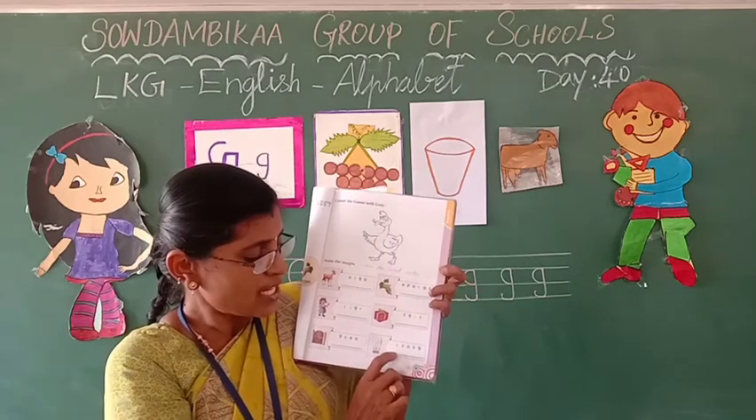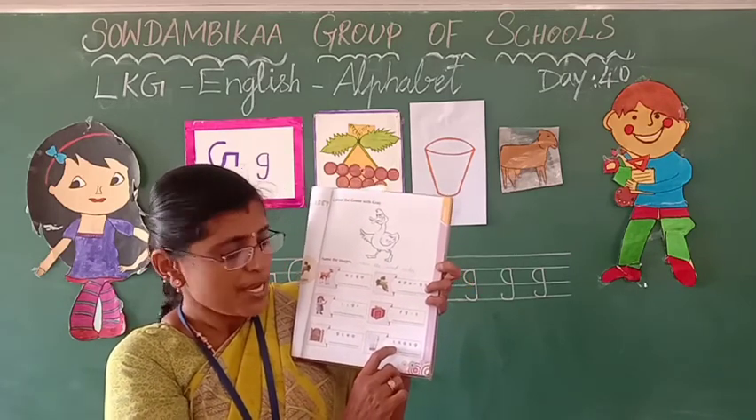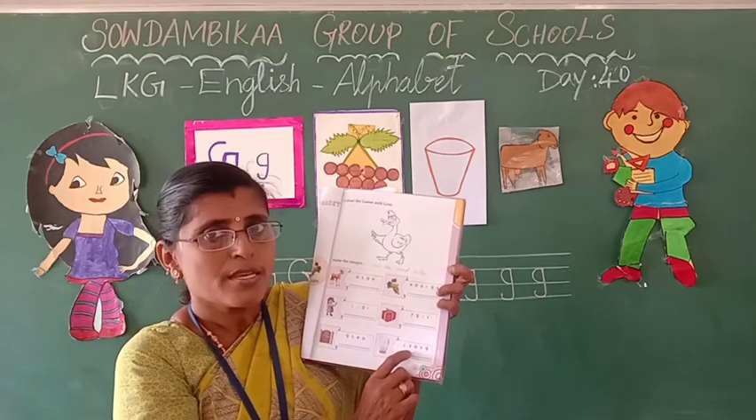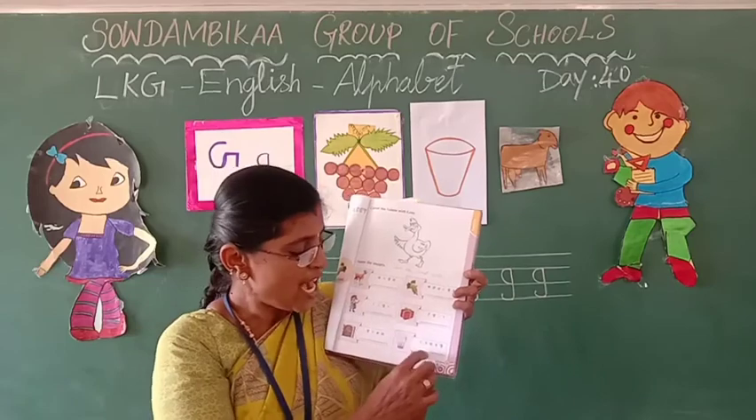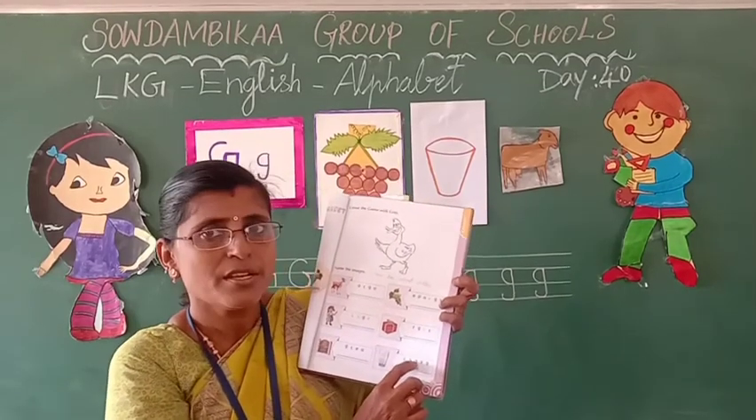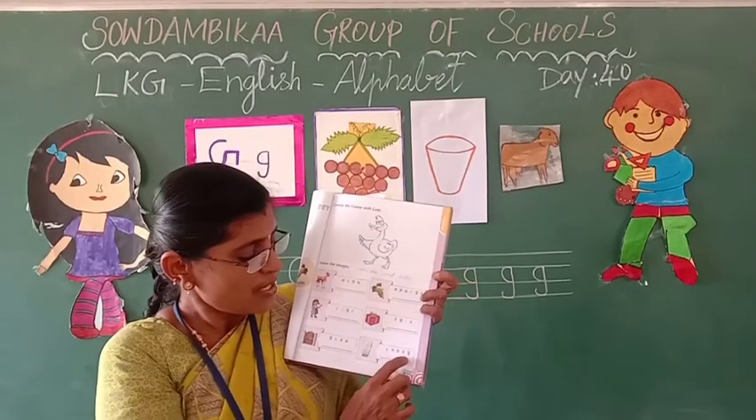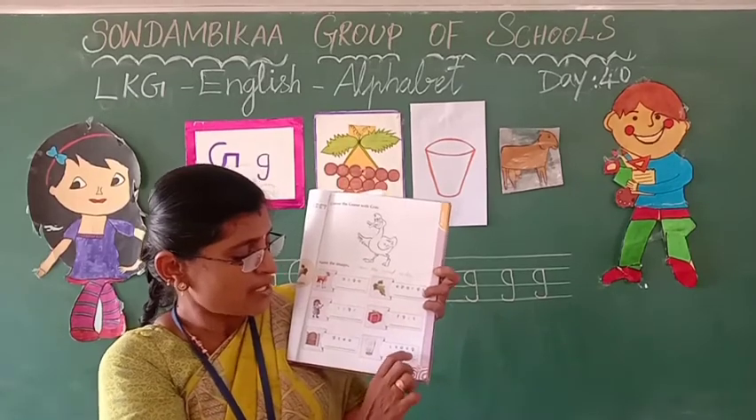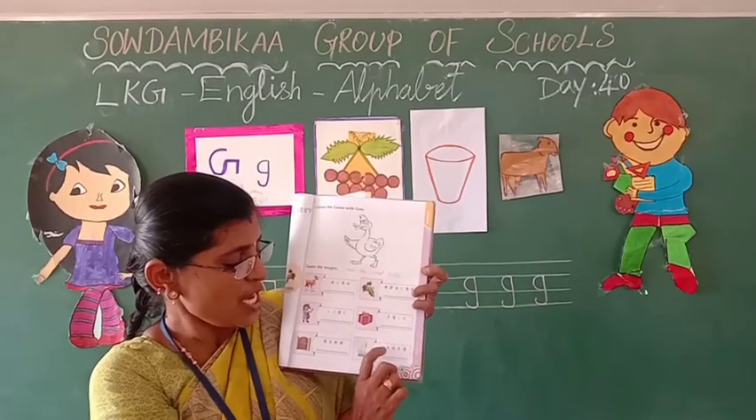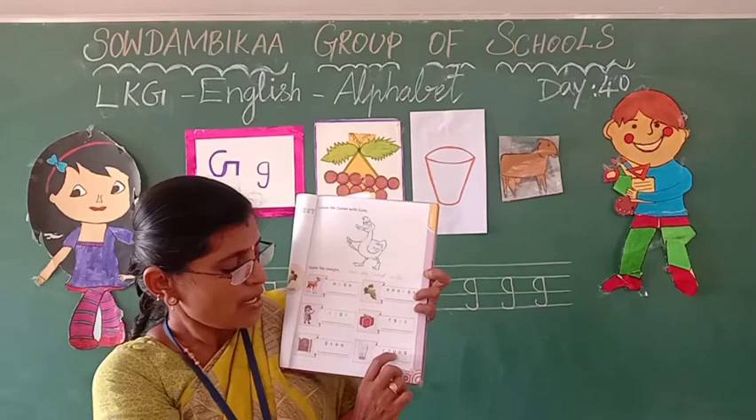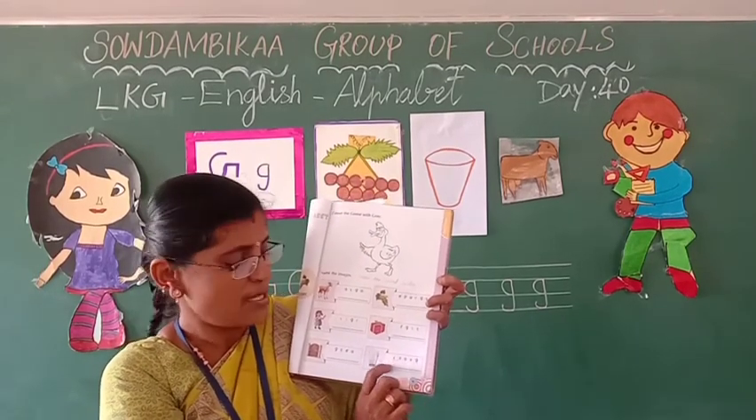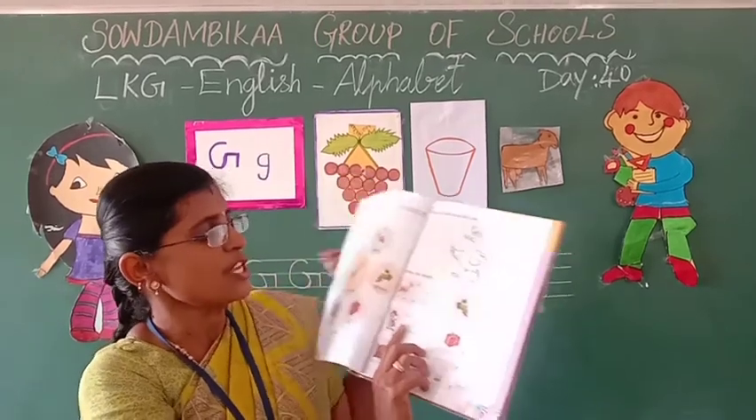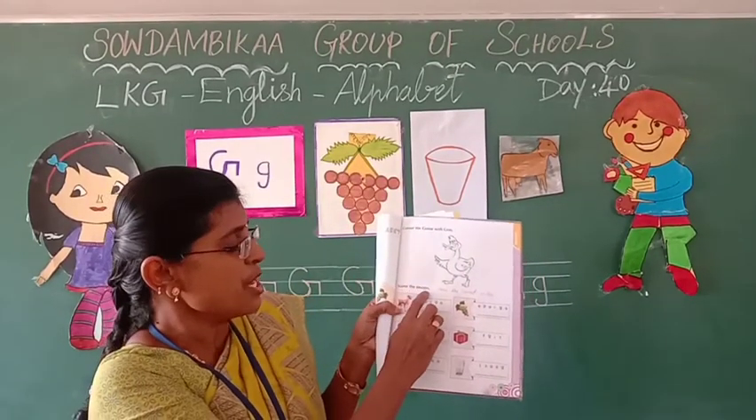What is this picture? Glass. First letter G, L, A, S, S. Glass. First letter G, L, A, S, S. Glass. Dear cuties, name the image.